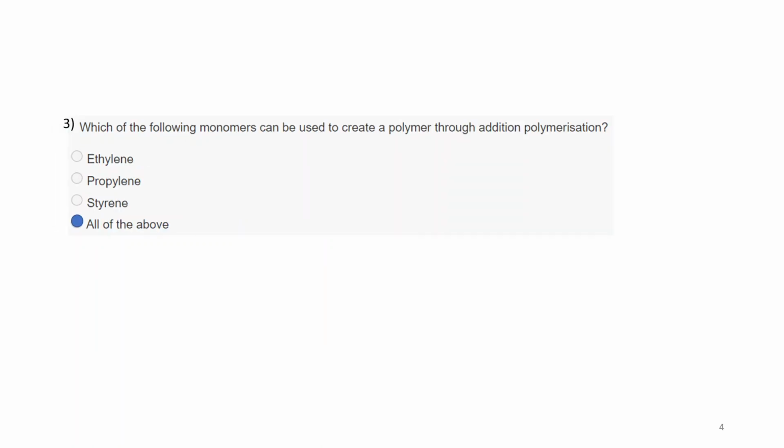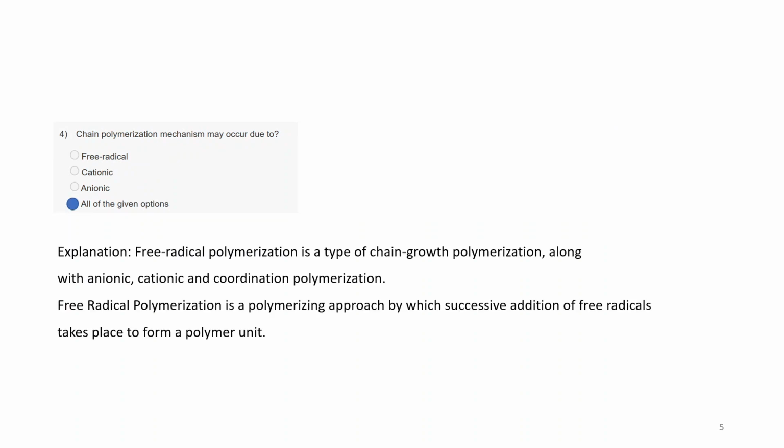Next you have addition polymerization. All of these can show addition polymerization and chain polymerization mechanisms. So free radical, cationic, anionic, all these are mechanisms that can be used.